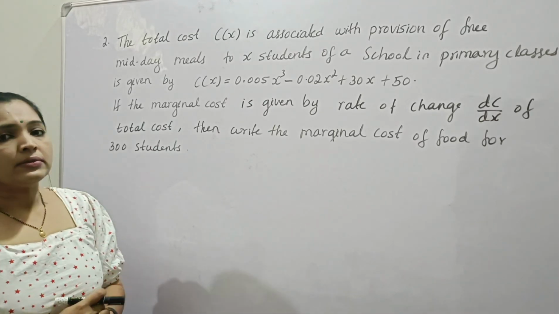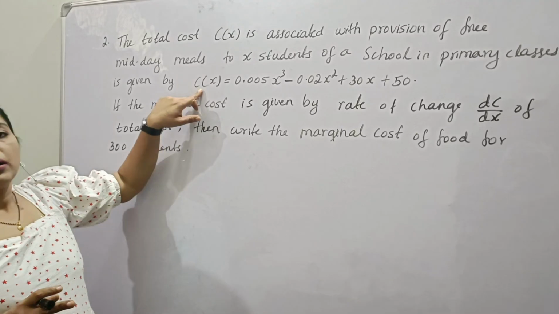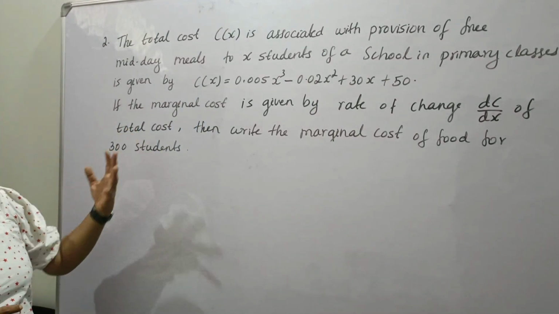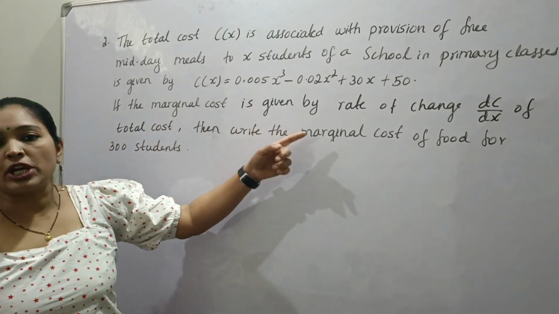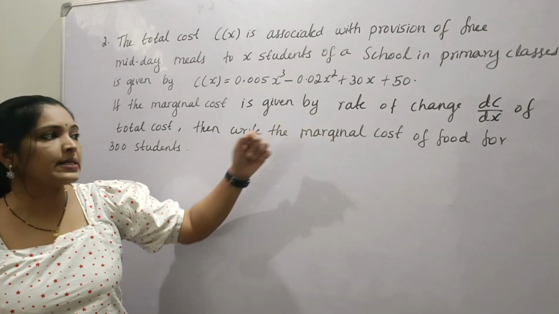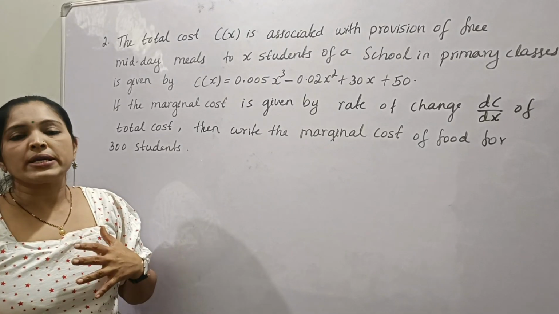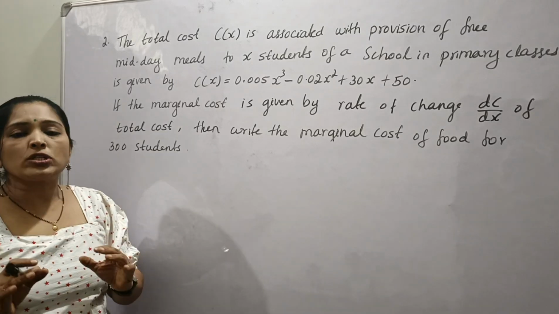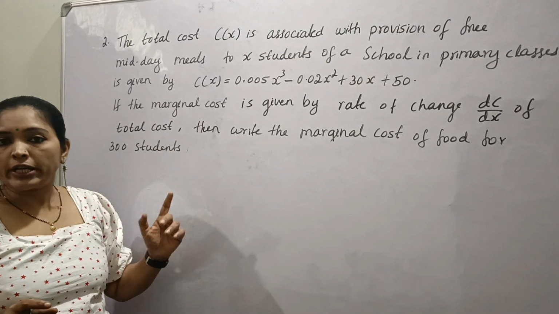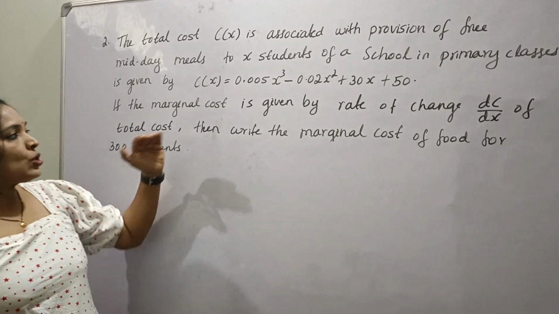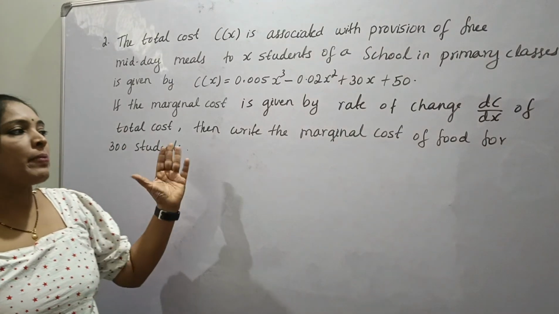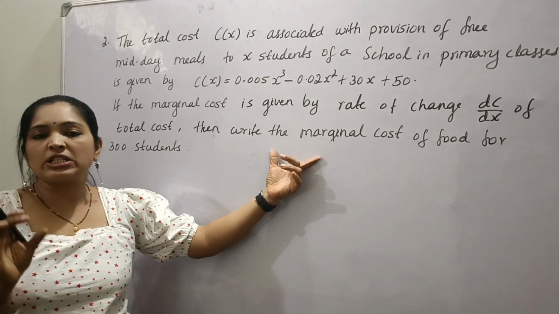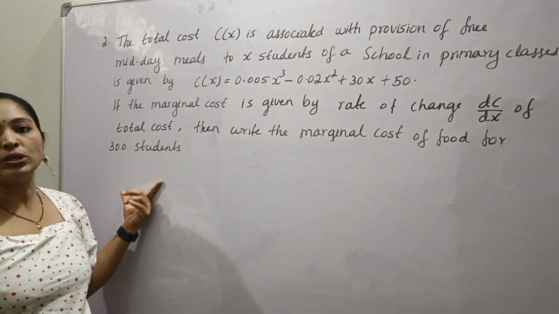Here it is given the total cost of food for x students, that is C(x), and in this question it is given that marginal cost is the rate of change of total cost with respect to a unit, that is dC/dx. In some questions it wouldn't be given. You remember marginal cost is nothing but rate of change of total cost with respect to a unit. So here we have to find the marginal cost of food for 300 students, that is the marginal cost when x is equal to 300.